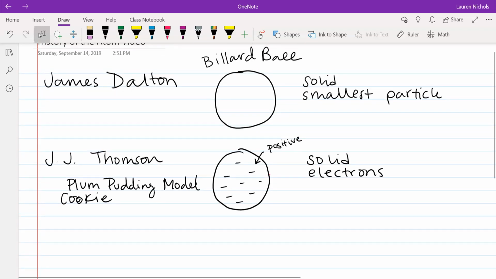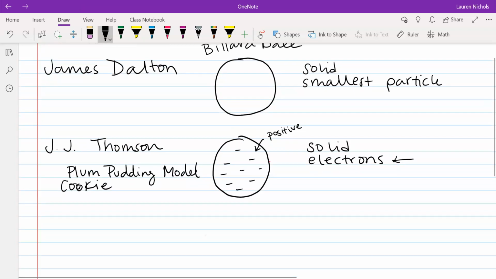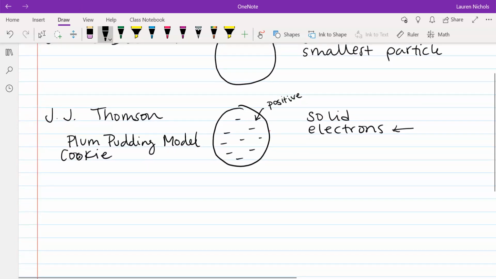Some good things about his model is that it has electrons in it, and so it proved to James Dalton that actually the atom is not the smallest particle. There are things inside atoms that are even smaller. But some cons or some limitations is that it's missing a lot of those smaller particles. His experiment only discovered the electrons.